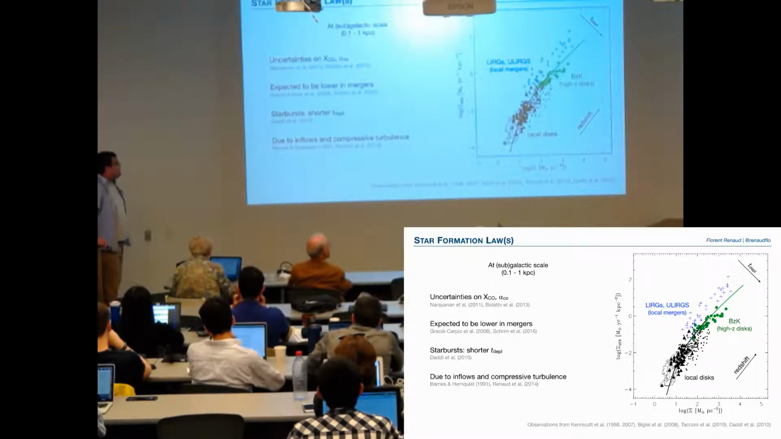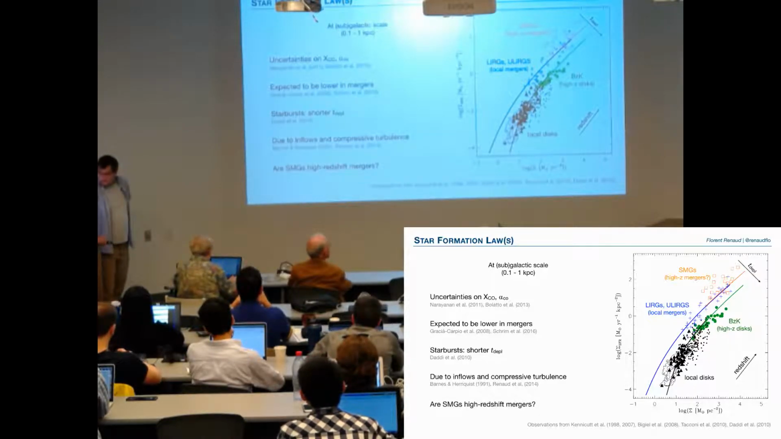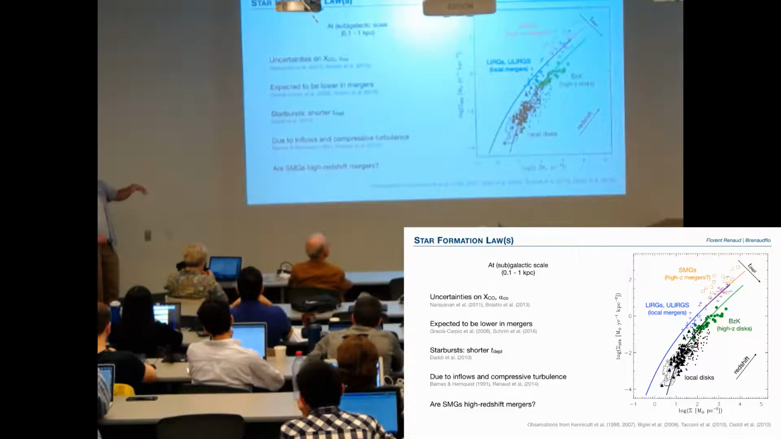And now if we go to higher redshift and also consider short depletion time galaxies, we have the submillimetre galaxies, with a lot of uncertainties, a larger scatter here. And the question is, are these submillimetre galaxies actually mergers, high redshift mergers? It's not so easy, as we have heard this morning already, to make the difference between different clumps and different galaxies, pairs of galaxies, for example.